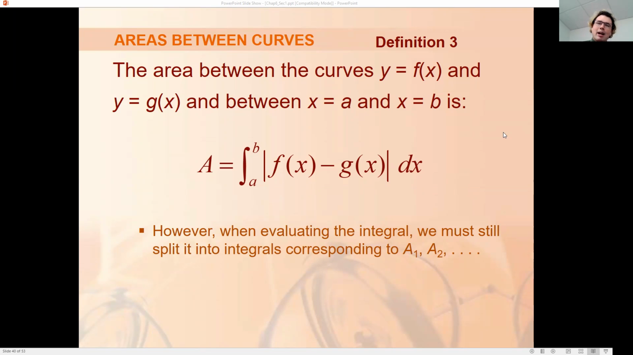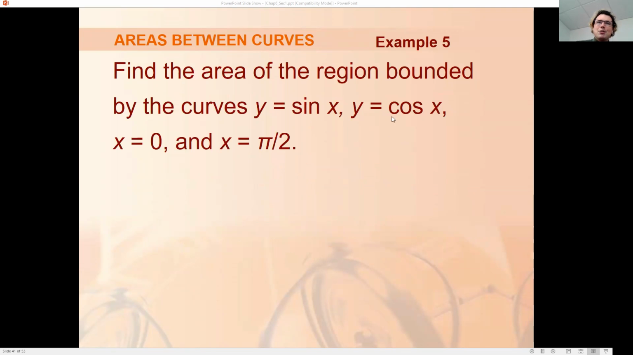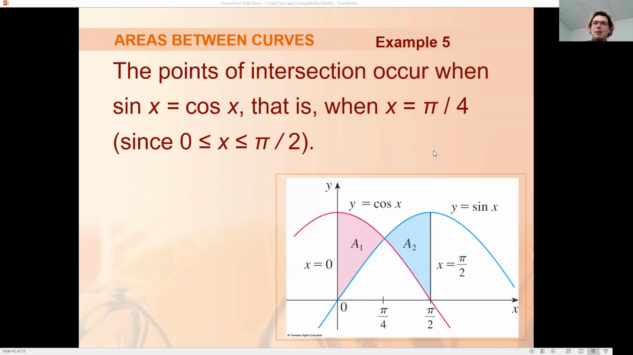So the formula is very nice to write, but when we actually go to calculate it, we still need to split and know which function's on top, which function's on bottom. Let's take a look at that. So let's look at those sine and cosine functions again, but now we're going to measure the area from x equals 0 up to x equals pi over 2, something like this. So I get two distinct regions. Between 0 and pi over 4, it's the cosine function which dominates, the cosine function which is larger. Between pi over 4 and pi over 2, it's the sine function which is larger.